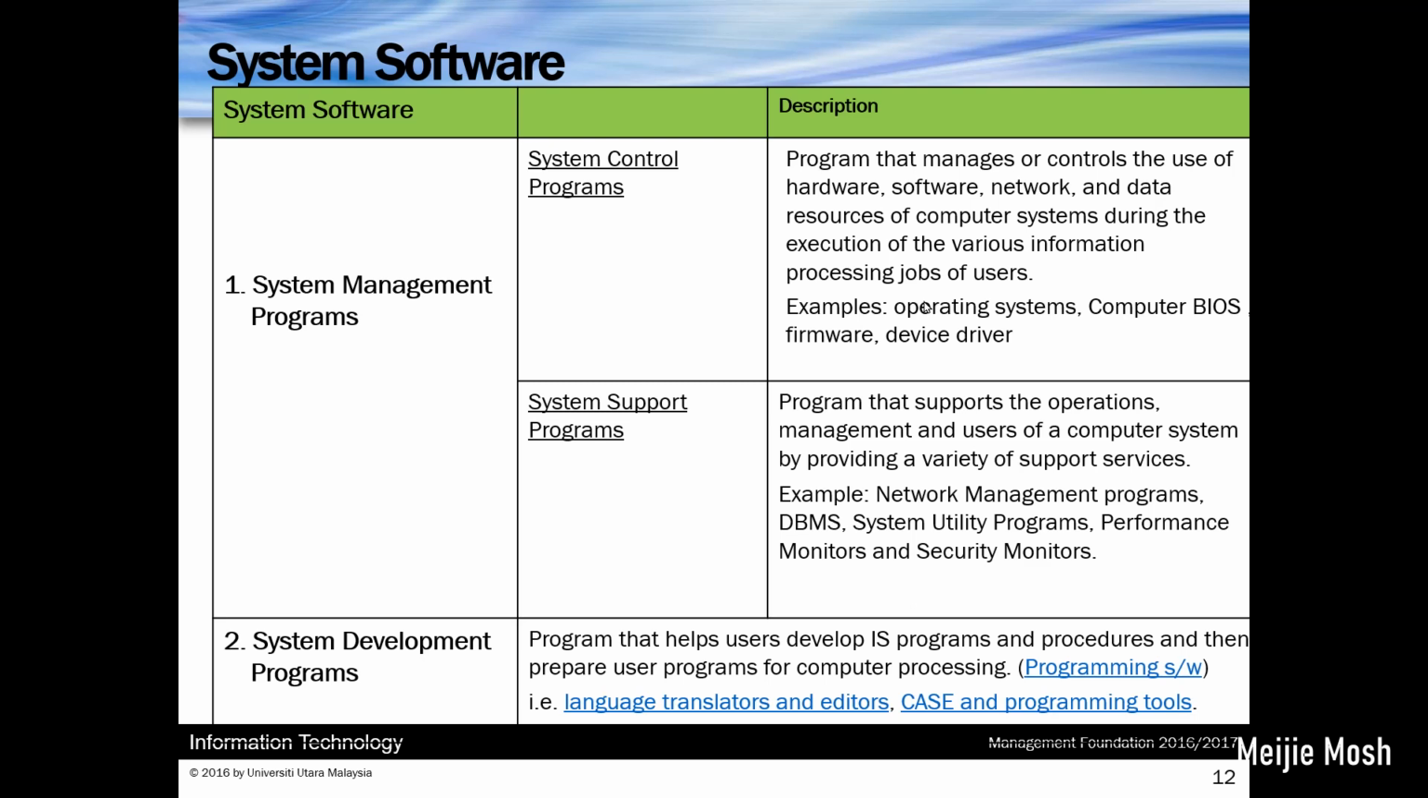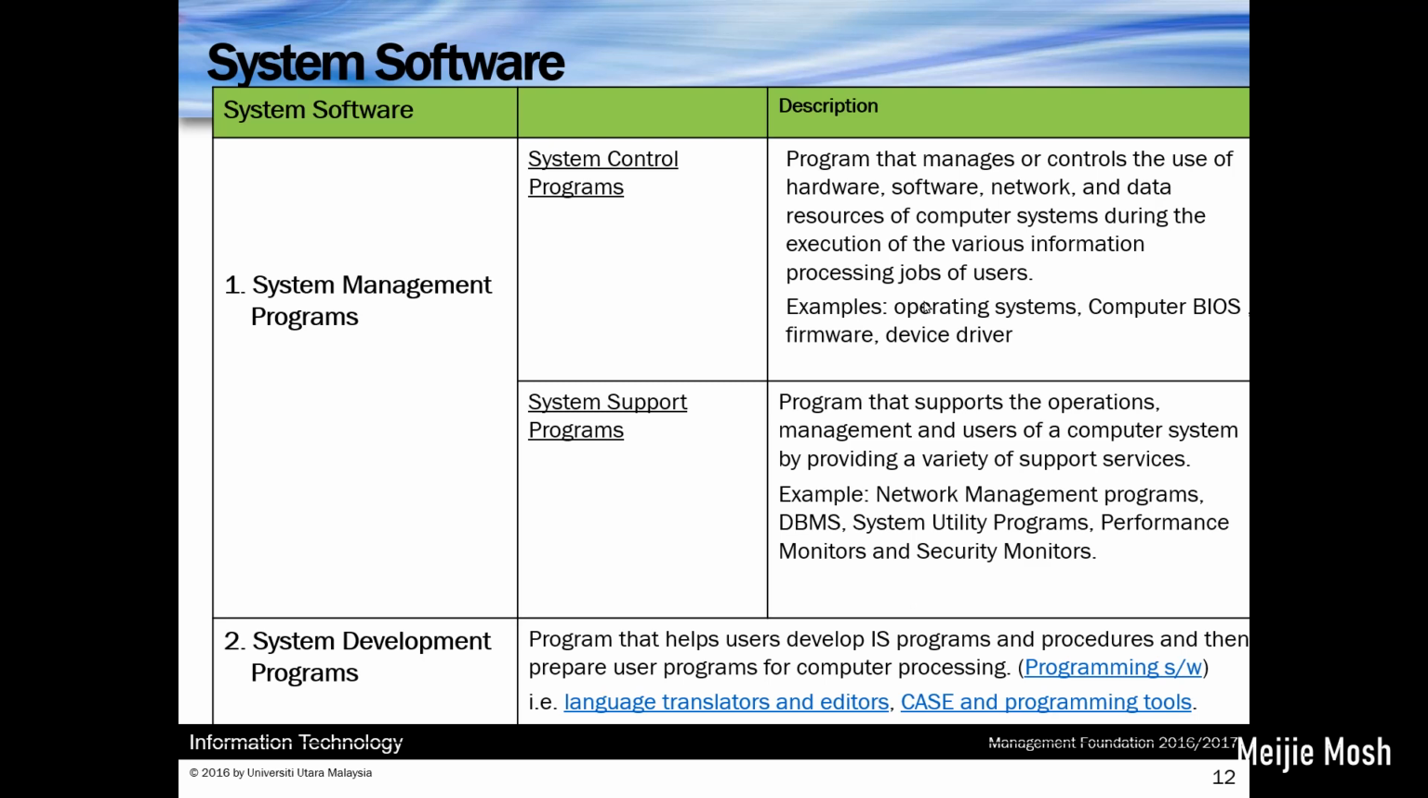A system control program is a program that manages or controls the use of hardware, software, network, and data resources of computer system during the execution of the various information processing jobs of users. Examples of system control programs are operating systems, computer BIOS, firmware, and device driver.